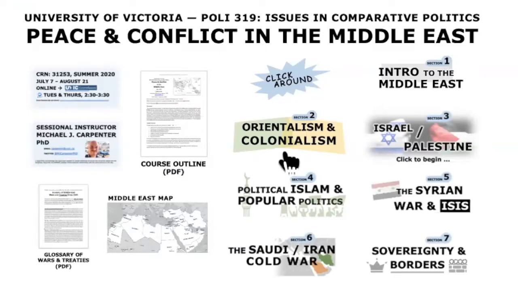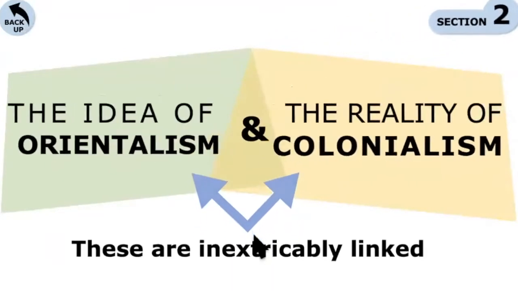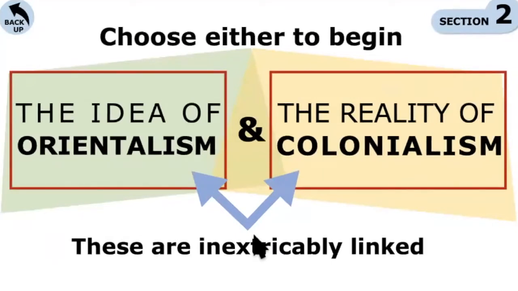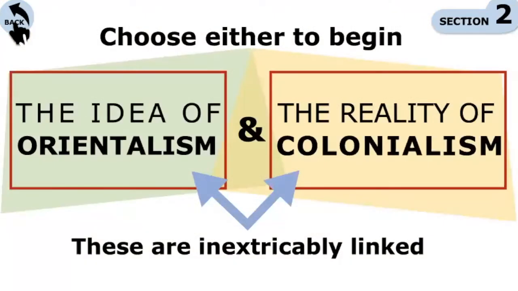Let's jump right in. One way to explore these ideas is to separate them out. Even though the idea of Orientalism is inextricably linked to the realities of colonialism, we can treat them one at a time. We could start with either section. Notice I've color-coded it a bit, the light green for Orientalism and the light yellow for colonialism. If we wanted, we could start with colonialism, but I think I want to start with Orientalism. So let's back up and begin there.